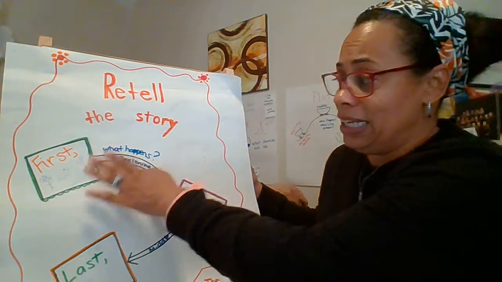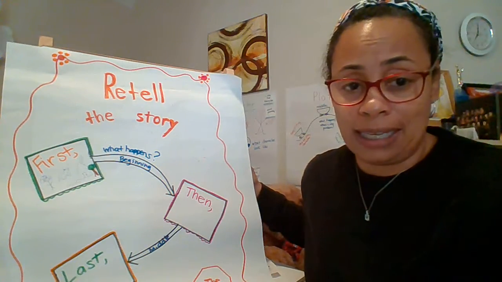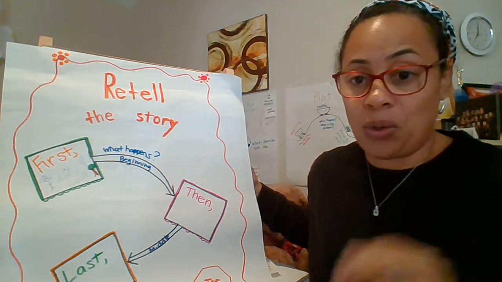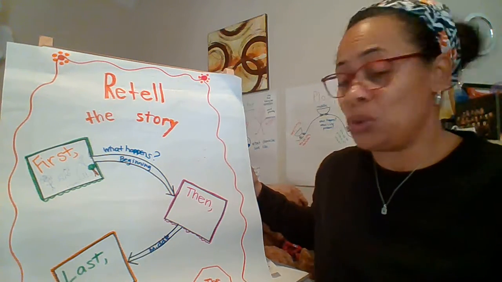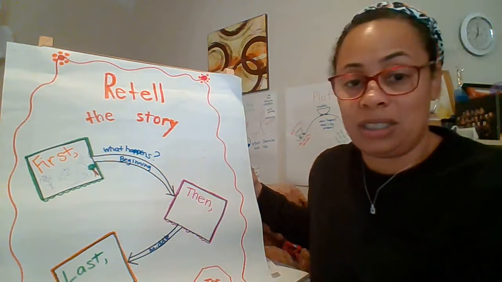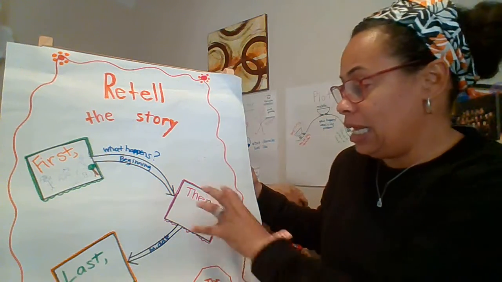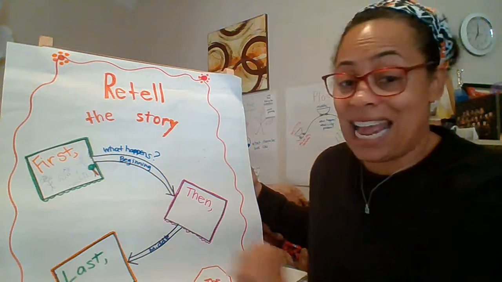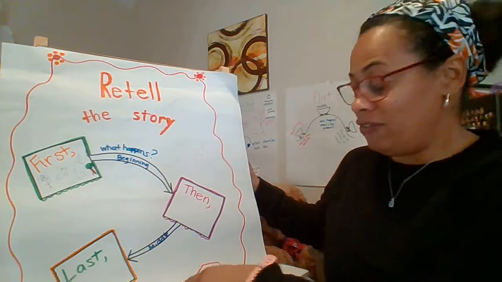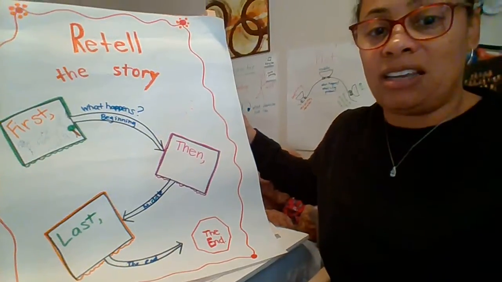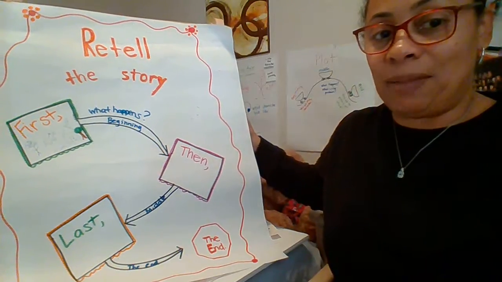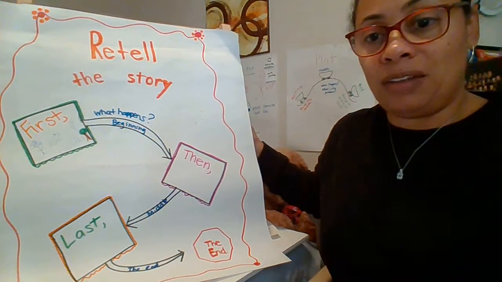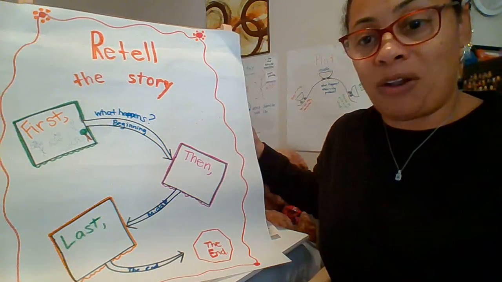So again, in the beginning, you're going to talk about character and setting, sort of setting up the whole story, and then you're going to say what's starting to happen in the beginning. Then the problem is introduced. Last, how does the problem get solved? And finally, what is the end of the story? Okay, I'm going to give you a quick example on a few familiar books that you've already read before.